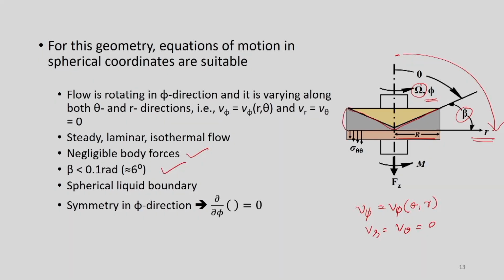Whatever these liquid boundaries are forming at the edges, they are spherical in nature, and there is symmetry in the phi direction, so that ∂/∂phi of anything is 0. So, when we apply these conditions in solving the r, theta, phi components, you may get some information on the shear stress and the normal stress, and then the first normal stress components.